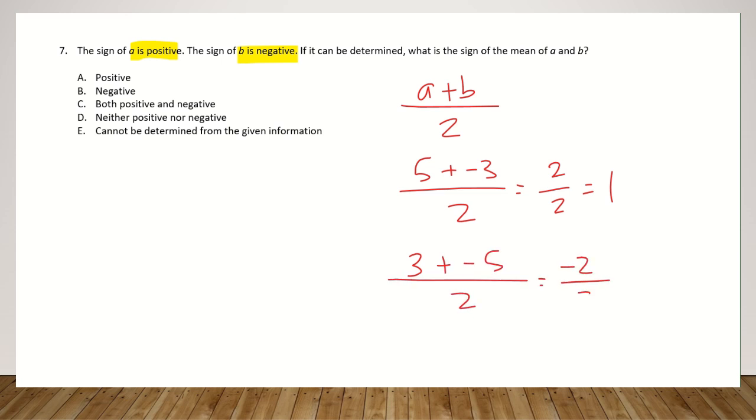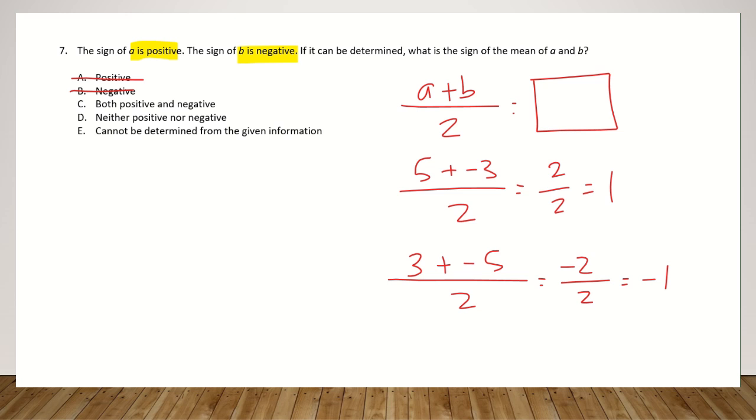Then we'd get a negative 1. Okay, so it's not always positive. It's not always negative. Now don't get confused on this one. Both positive and negative. You get a single answer for a mean. Right? When you get a mean, it only has one single answer.